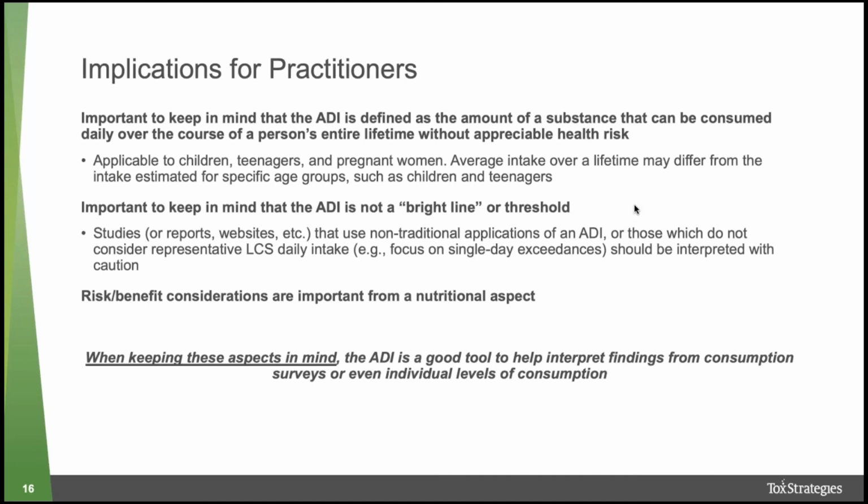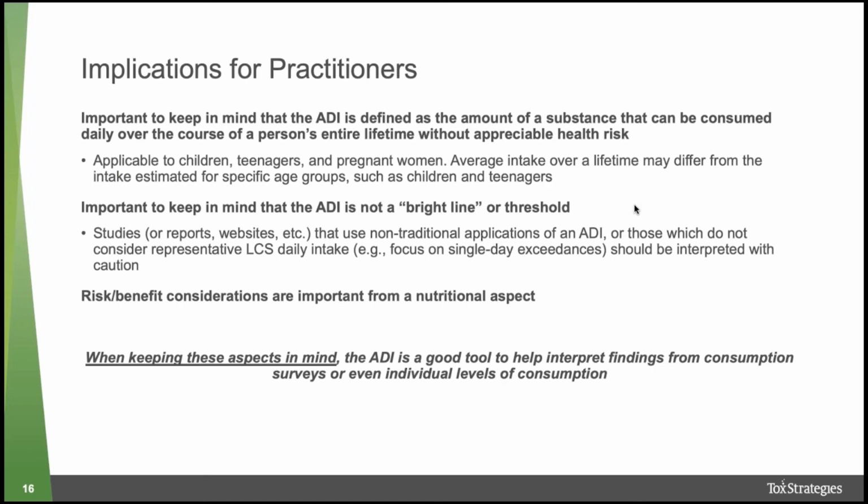So transitioning that to the implications, which will circle back to some of the initial thoughts from the beginning of the presentation, from the view of the toxicologist, we really want to make sure that you're keeping in mind the ADI is the amount of a substance that can be consumed over the course of a lifetime without appreciable risk. And again, it's applicable to many life stages and population types that are considered during the development of the ADI. We also know that the ADI is certainly not a bright line or a threshold.